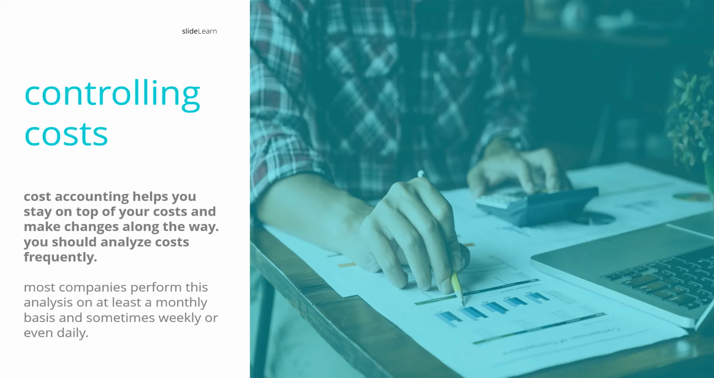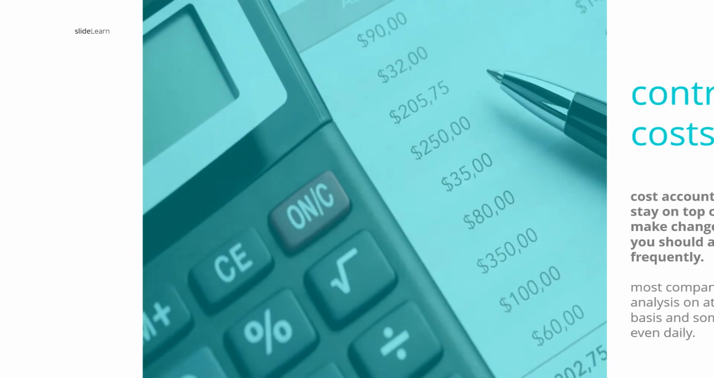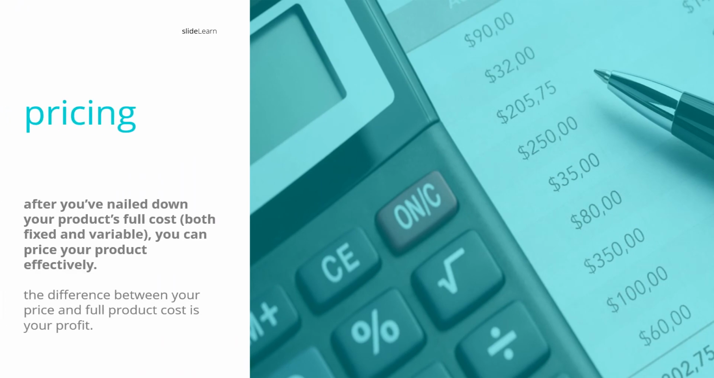Number 5. Joint Costing. Your business may use the same process to produce several different products. This situation is called joint production. The products will share the common costs of this production, or joint costs. After you've nailed down your product's full cost, both fixed and variable, you can price your product effectively. The difference between your price and full product cost is your profit.